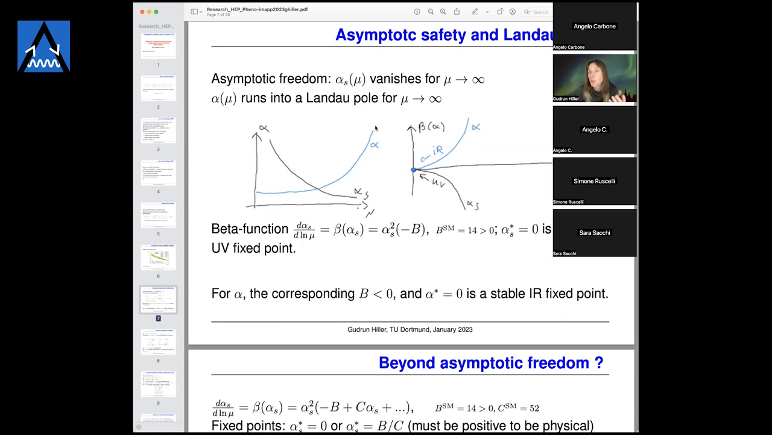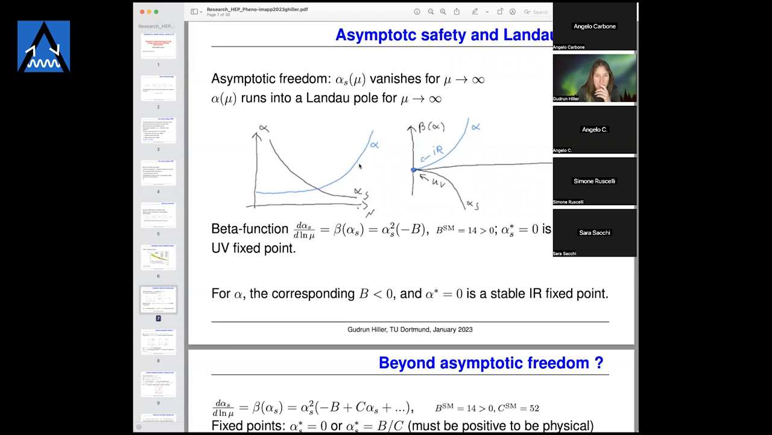It runs into a pole at some energy scale, which in the standard model is very high, way above the Planck scale. But it means that at that point, we have lost control over our theory. So a Landau pole is something kind of bad. Asymptotic freedom is nice. A Landau pole is something bad.